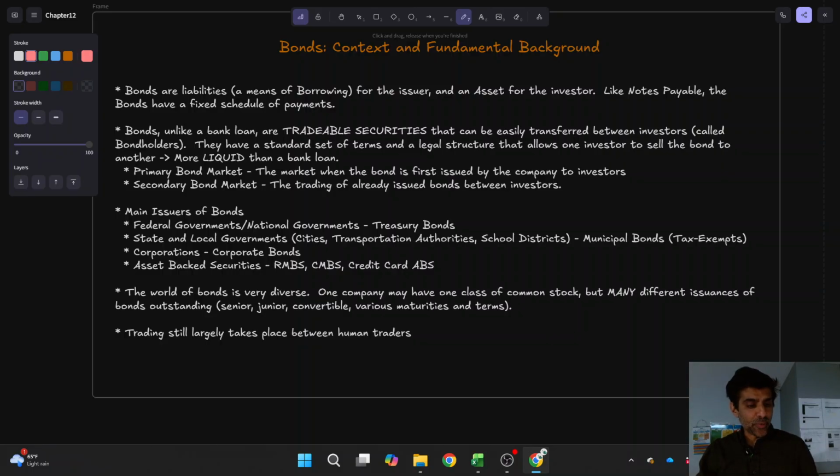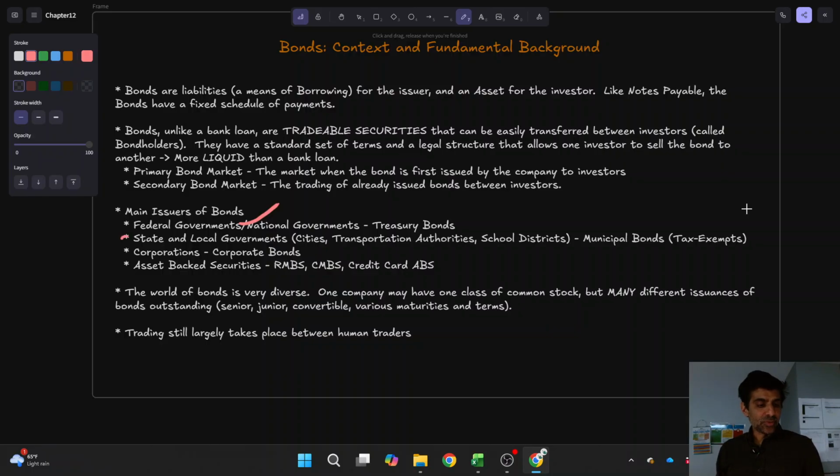So the federal government. What are the bonds of the federal government called? They are securities, but we have a name for it. It starts with a T. Treasury bonds. So treasuries are the bonds issued by our federal government.